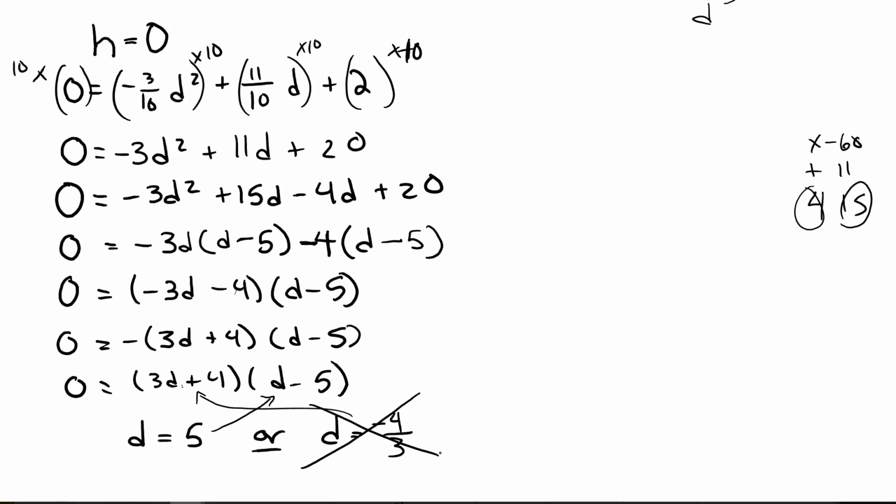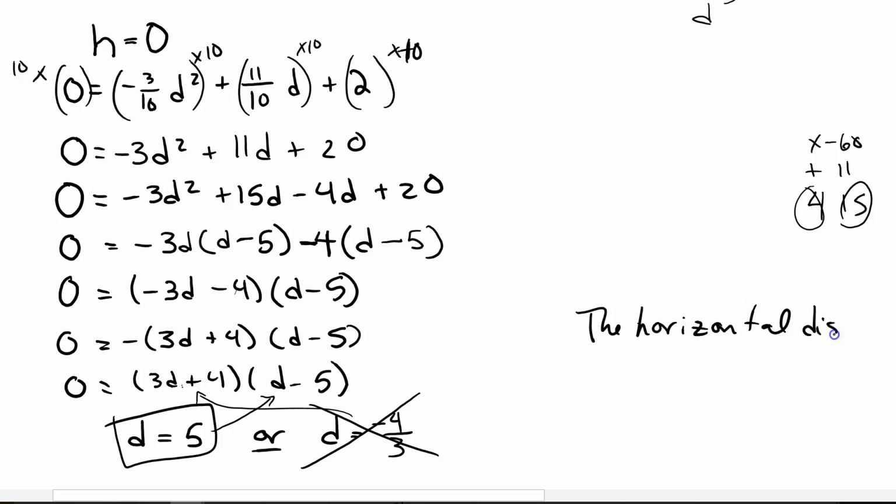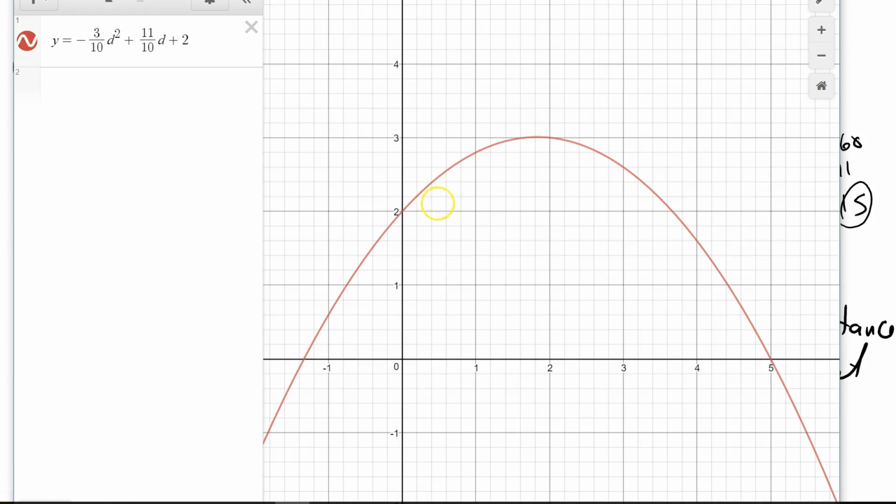Oftentimes our x, or our independent variable, is going to be time. You can't have negative time. So we can say with certainty that the total distance, or the horizontal distance, is 5 feet. And just for the record, we should get pretty comfortable with this kind of shape. This is a parabola. It's what's coming up next. We're graphing quadratics instead of solving for them.